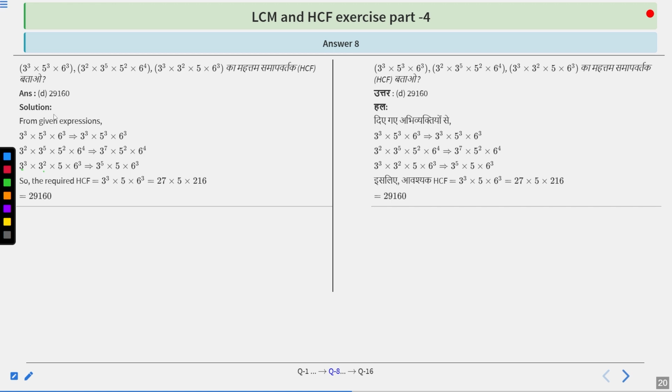Now we will look for the number which is present in all the three terms. 3 is present here also, and here also. But the least power is 3 cube. So in HCF, 3 cube is taken. Next number is 5, which is present in all the three factors. But the least power is 1. So into 5 raised to power 1 into. Again, the number was 6. 6 is present in all the three factors, but the least power is cube. So into 6 cube. That is 27 into 5 into 216. That is 29,160 is the correct answer. Option number D.